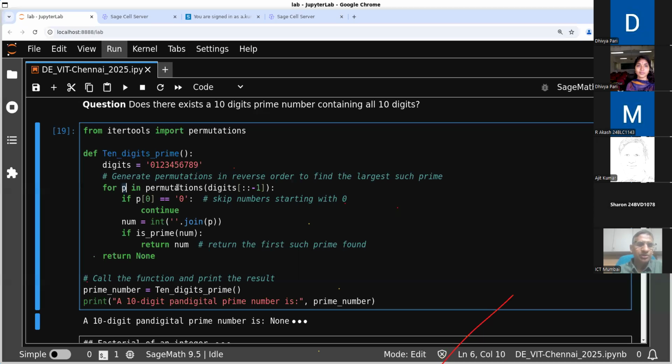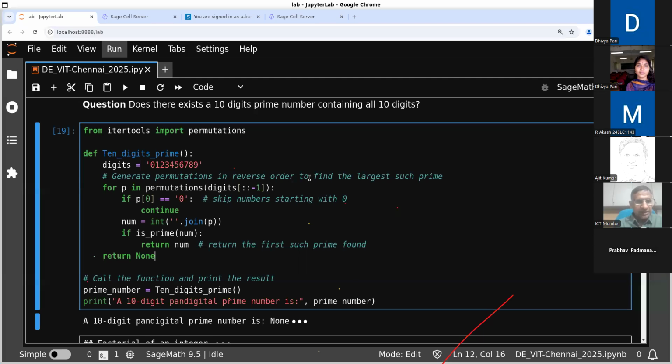And then we take each of these permutations, and in case p of 0 is 0, that means the first digit is 0, then it will become only a 9-digit number. So I'm skipping that, and continue. Otherwise, you join all these things, make a number, and check whether it is a prime number. Already you saw this function. And then if it is prime, return it, otherwise not. So this is a simple Python program, right?